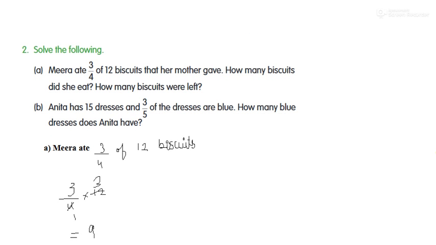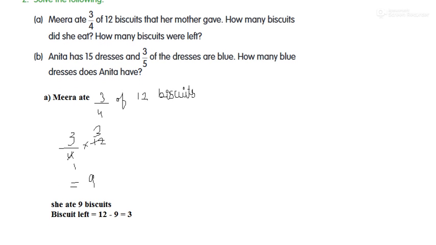Now the B bit is, what is the B bit? Anita has 15 dresses and 3/5 of the dresses are blue. How many blue dresses does Anita have? So she has 15 dresses. 3 by 5 of her dresses are blue.